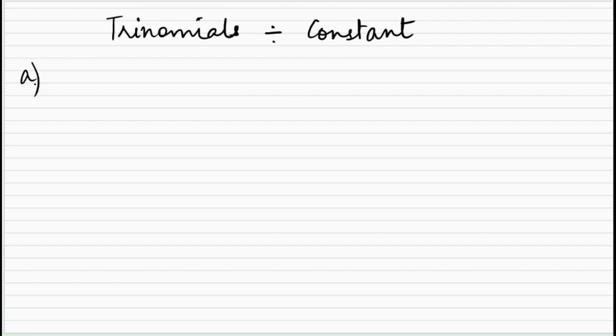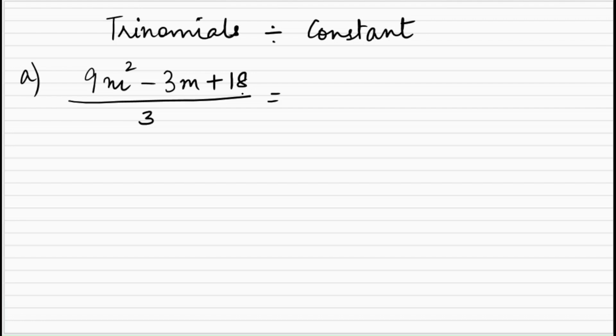Now let's move over to trinomials. So now we are dividing trinomials with a constant. Let's take one example: 9m square minus 3m plus 18 divided by 3. Let's write this expression as the sum of three different fractions, meaning we separate the terms with the denominator as 3. So it's 9m square divided by 3, minus 3m divided by 3, plus 18 divided by 3.